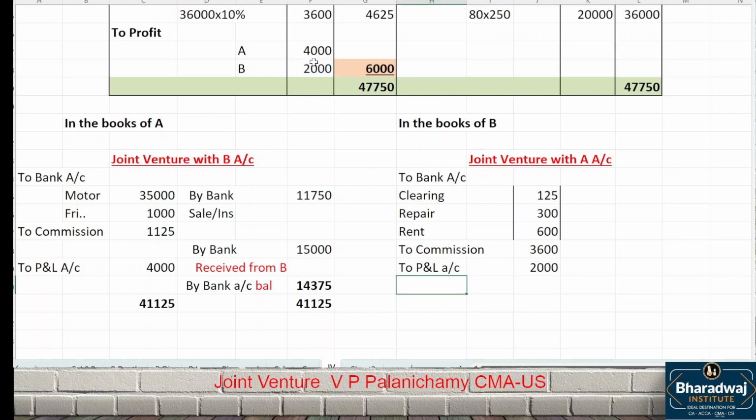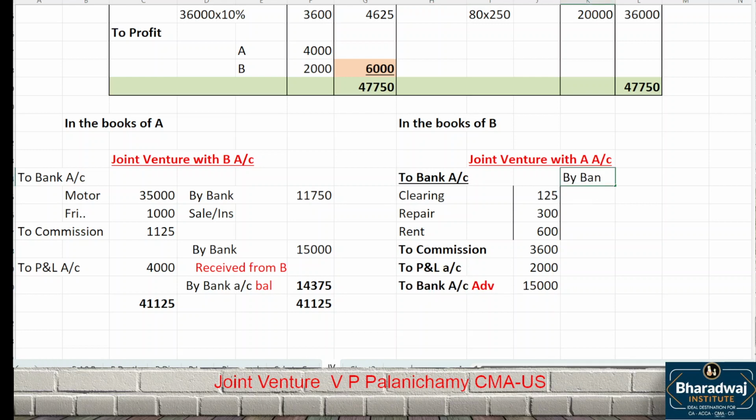2,000. We have already paid advance money. What is the advance money paid to bank account? How much advance money did we pay? 15,000 we paid to A. Then this is to bank account, to commission, to profit share, and advance money paid.